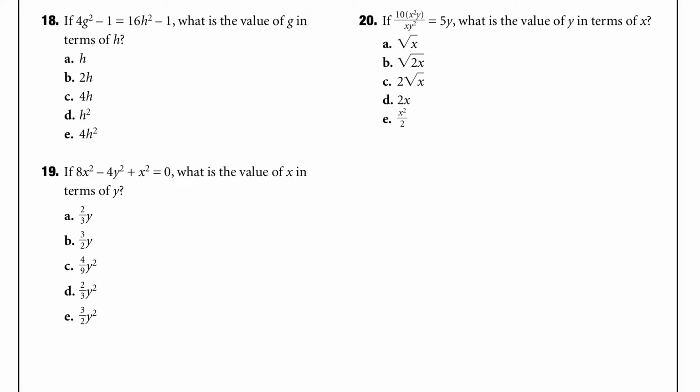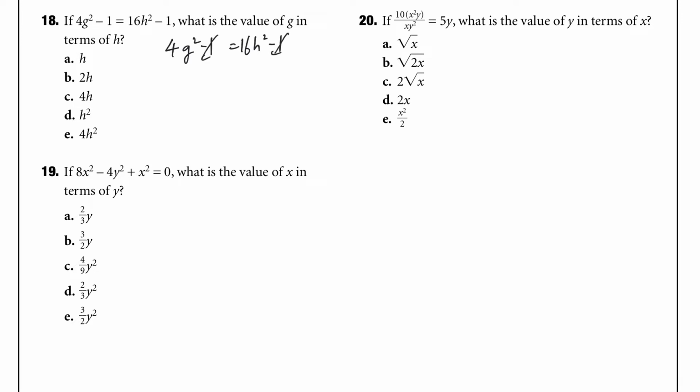Okay, the last three questions. If 4g squared minus 1 is equal to 16h squared minus 1, what is the value of g in terms of h? Okay, so first thing I notice is that I have minus 1 on both sides, which means I can get rid of them.